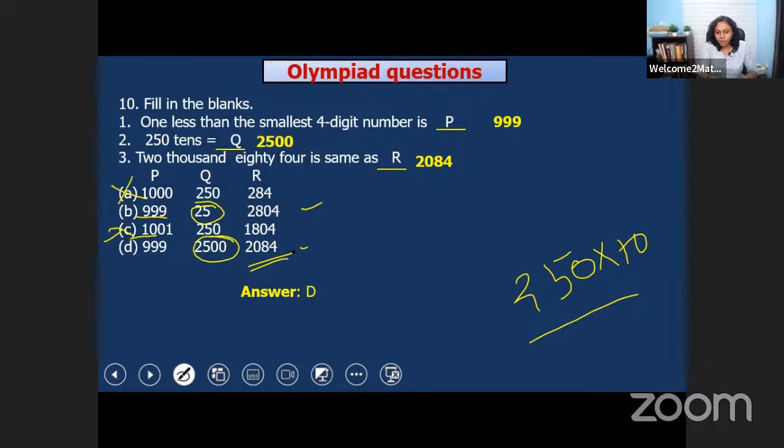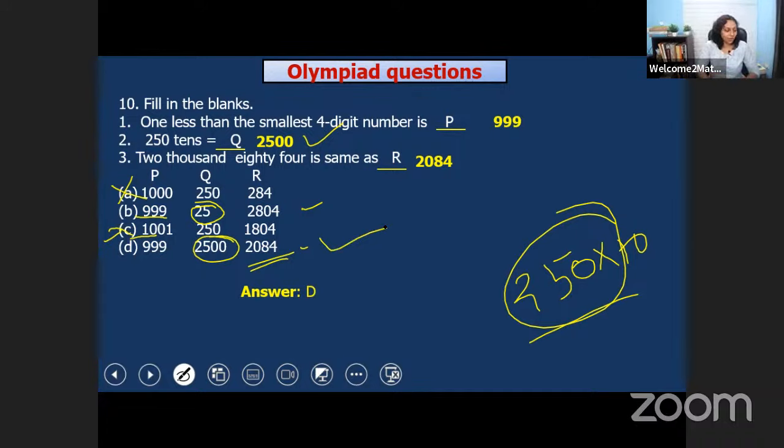Bharat: Ma'am, I couldn't understand number 10. This is question 10. It's so easy. Okay, once again for you, Bharat. You see, 1 less than the smallest 4-digit number. The smallest 4-digit number is 1000. So 1000 minus 1 is 999. Then 250 tens is 250 into 10, so it's 2500. Then 2084, so it's 2084. That's all. And option D is the right one.